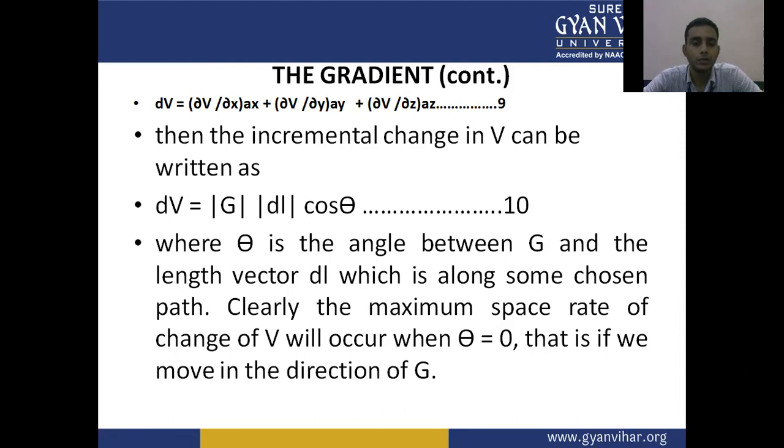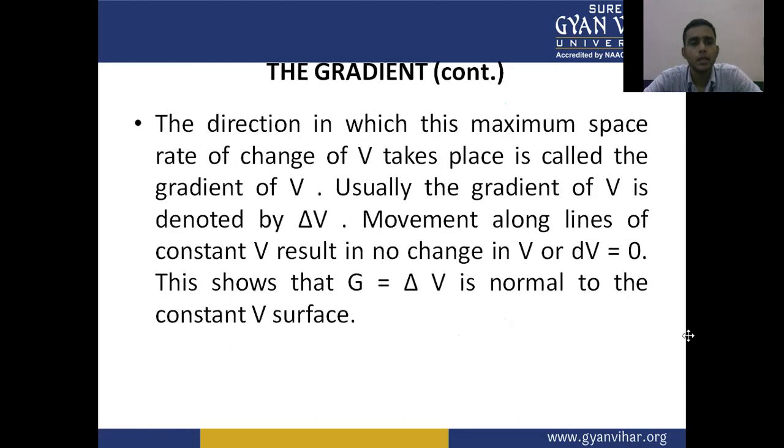This is along some chosen path, and clearly the maximum space rate of change of V will occur when theta equals 0. That is, if we move in the direction of G, the direction in which the maximum space rate of change of V takes place is called the gradient of V.